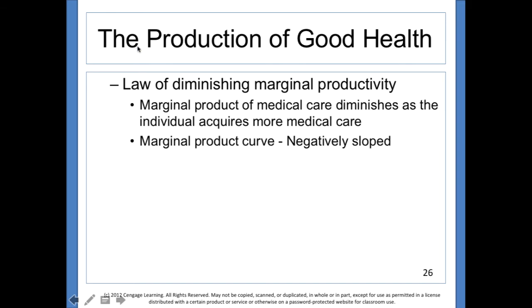And we see this, there is a law of diminishing marginal productivity, which actually applies for all levels of production for all goods and services. The marginal product of medical care diminishes as the individual acquires more medical care. So the marginal product of care is negatively sloped, similar to diminishing marginal utility.